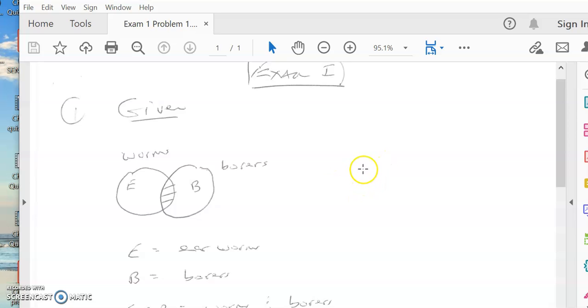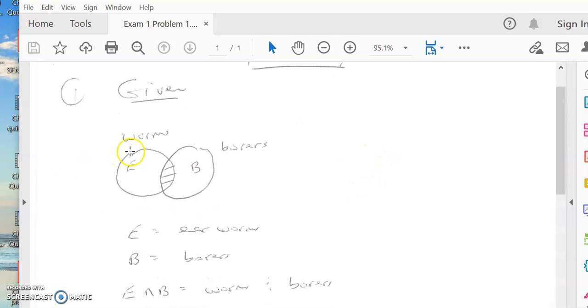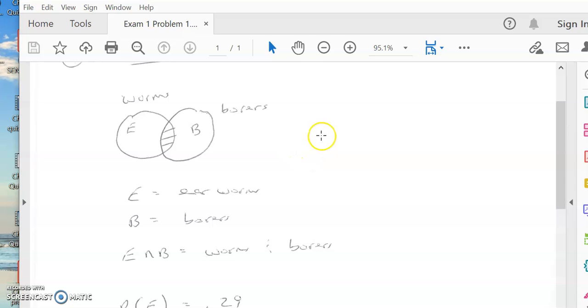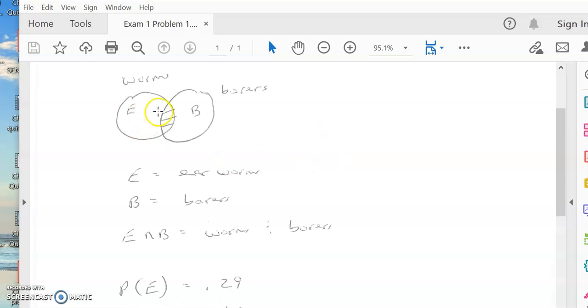All right, so here's what we're given: we have event E and we have event B. We've got the worms and the borers. It sounds disgusting, doesn't it? And what I want to always tell you, and if you don't do this, you're making a big mistake: draw cartoons. Write down these cartoons. Write down the information. It will really help you a lot, in my opinion.